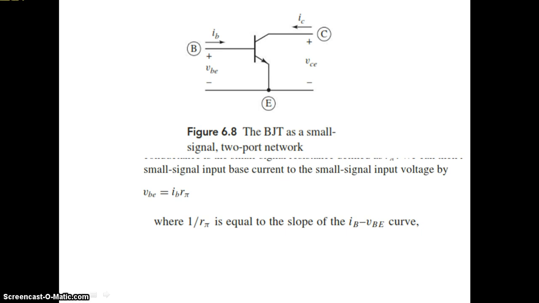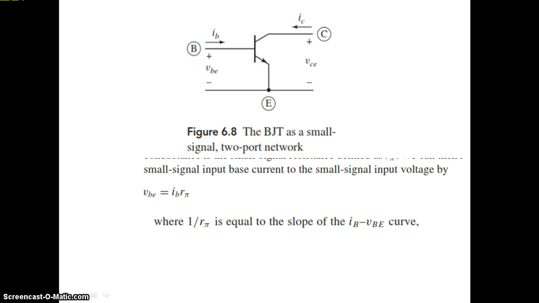The small signal input base current is given by IB, and the small signal input voltage is given by VBE, and they are related by R pi, where 1 by R pi is the slope of the IB-VBE curve. Here the small signal refers to the AC voltage. Small signal analysis means the maximum AC input voltage swing is 0.1 times VCC, so 10% of VCC. If the AC input voltage is less than 10% of VCC, then it is called small signal analysis.